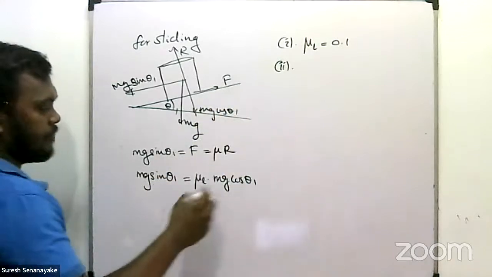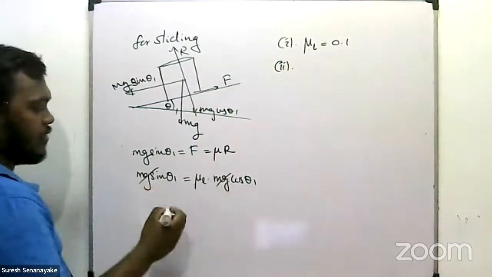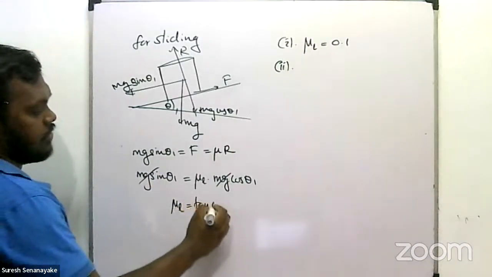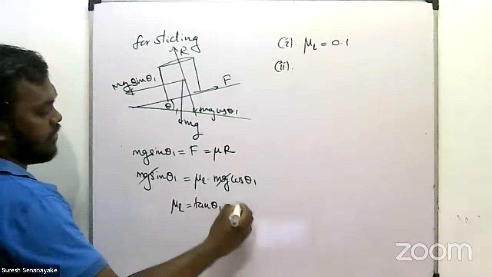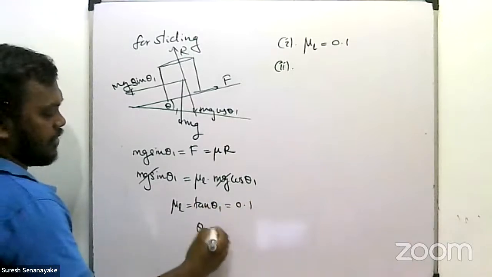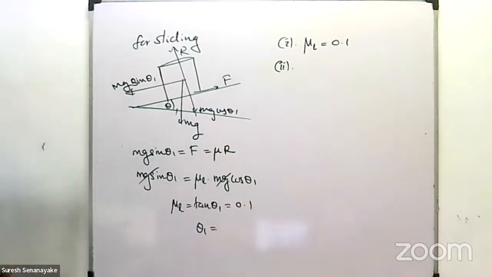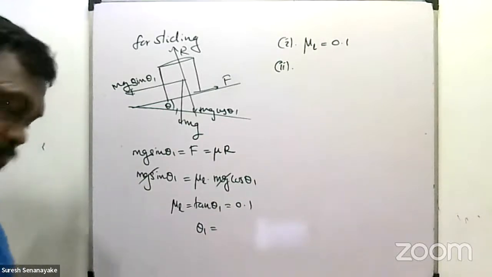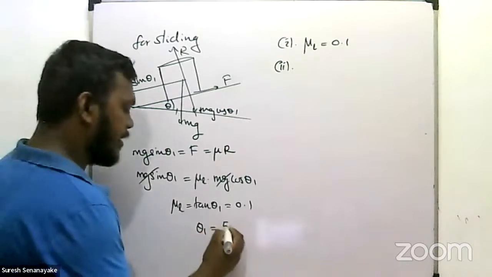So then mg cancels out. Mu limiting equals tan theta 1. Mu limiting is 0.1, so theta 1 is tan inverse 0.1, that's 5 degrees and 42 minutes.